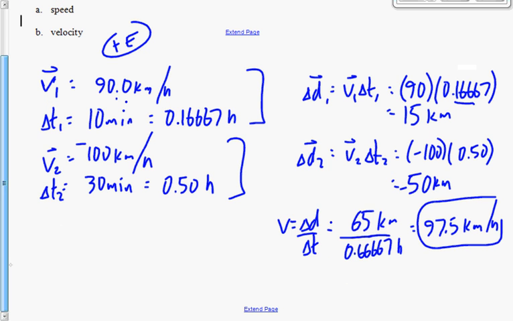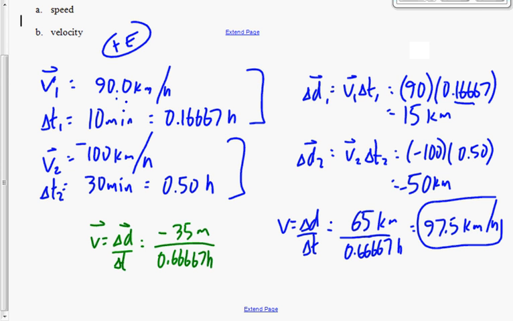Question B isn't very hard anymore, now that we've done as much work as we have. B is the average velocity, and that's simply going to be displacement over time. The displacement is neg 35 kilometers, 15 plus negative 50. The time is still 0.667 hours. Notice, Spencer, I went 4 or 5 decimal places, right? Divide those two numbers, we're going to end up with negative 52.5 or negative 53 kilometers per hour, or it would be 53 kilometers per hour to the west, if you wanted to express it that way. In meters per second, it works out to be neg 14.6 or neg 15.